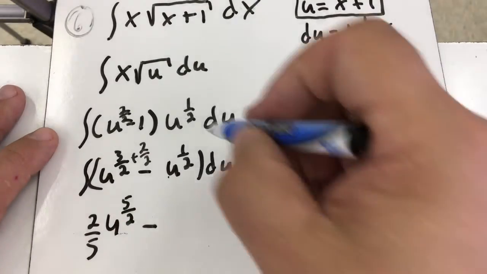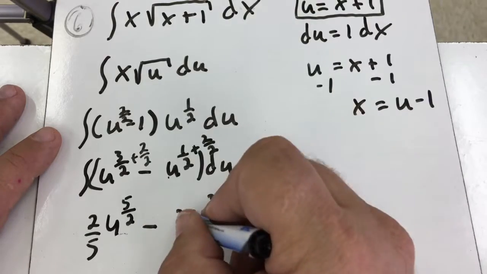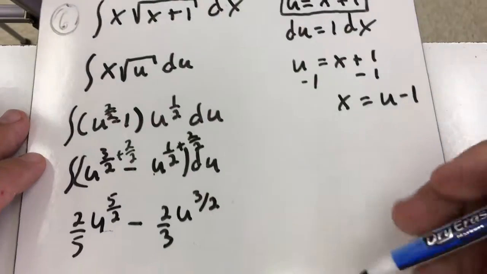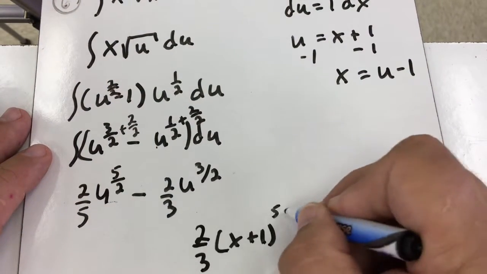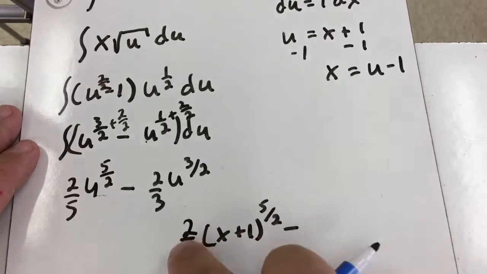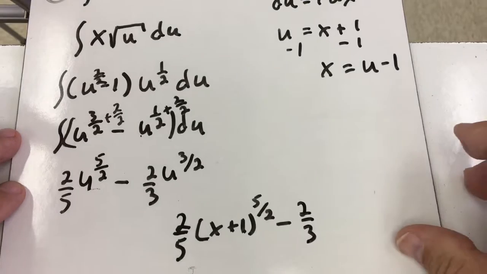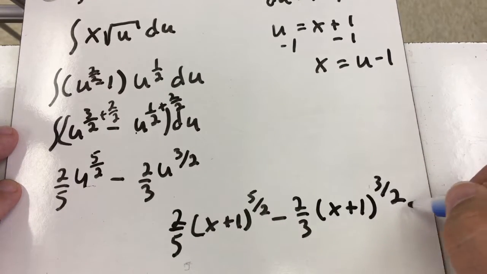And then I think we've all done this one, but I'll do it the long way. That's going to give me u to the 3/2 times 2/3. I'm going to back substitute my original x plus 1 in for u, and this will give me 2/5 (x plus 1) to the 5/2 minus 2/3 (x plus 1) to the 3/2. Don't forget plus c.